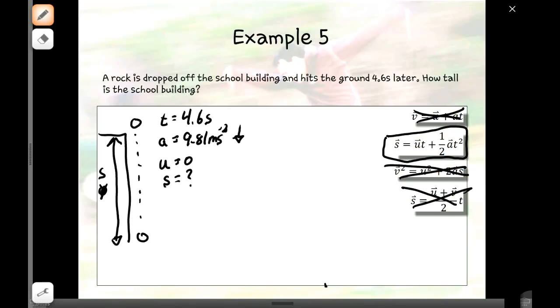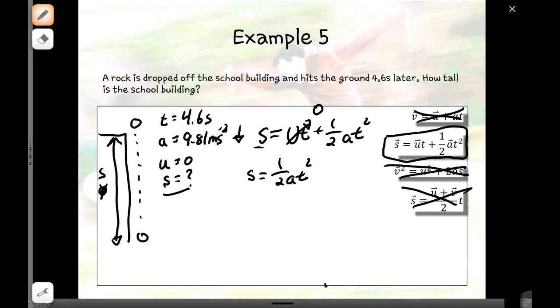Good. So now we have the equation that we're going to use, and that is s equals initial velocity times time plus 1/2 at squared. And seeing how s is what I'm looking for and it's already solved for, I don't have to do any rearranging. Another thing that I can note is that this term will go to 0 because my initial velocity is 0, so 0 times anything is 0. So s is going to equal 1/2 at squared. And so I'm going to go ahead and fill that in.